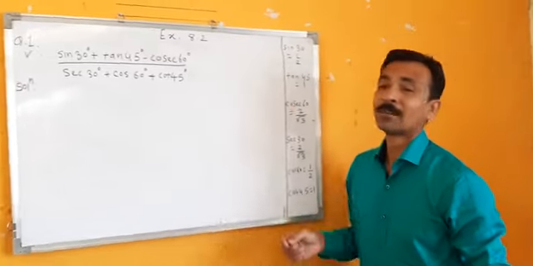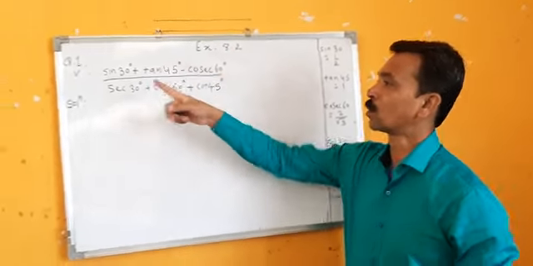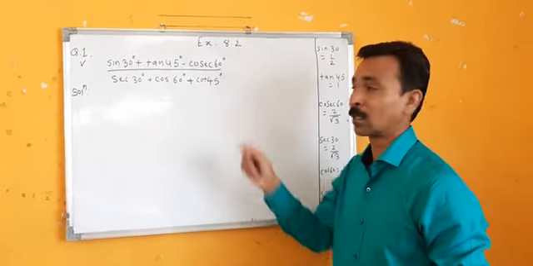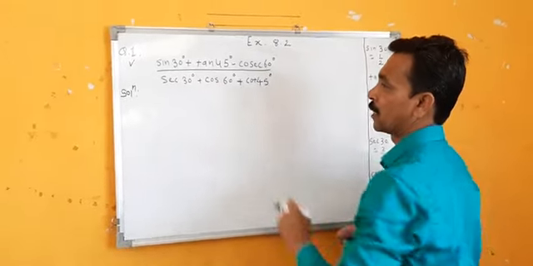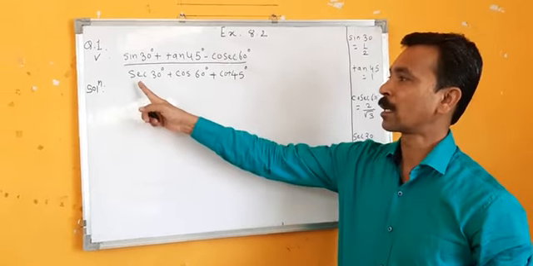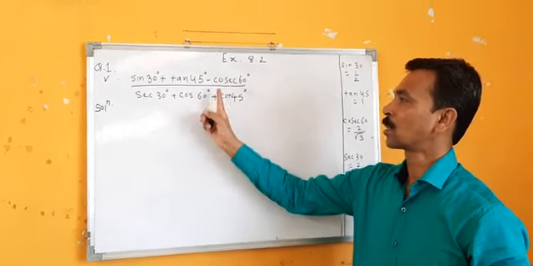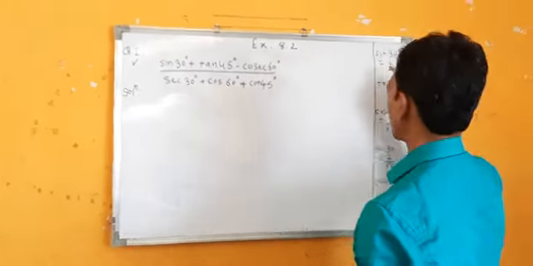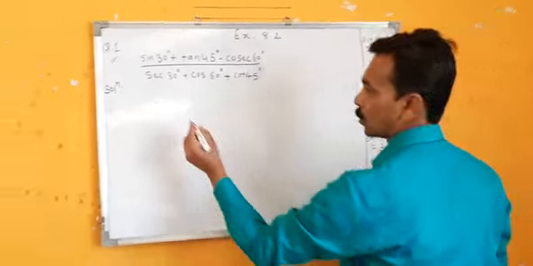Good morning. We'll continue with exercise 8.2, question number 1. The sum is sin 30 plus tan 45 minus cosec 60 upon sec 30 plus cos 60 plus cot 45. We'll place the values. Sin 30 is 1 by 2.